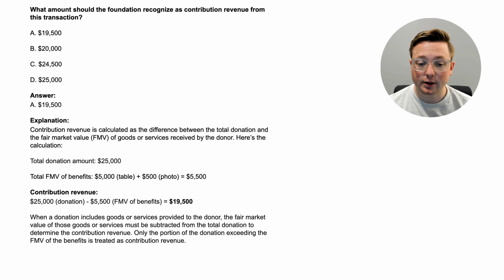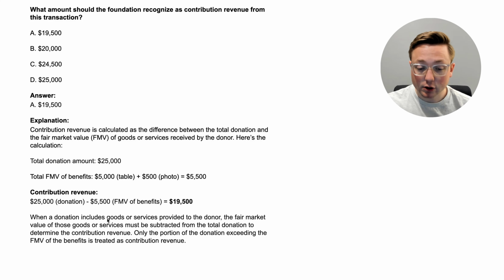Contribution revenue is calculated as the difference between the total donation and the fair market value of goods or services received by the donor. Here's the calculation. So that's a $25,000 donation. They had a total of $5,500 of fair market value of benefits. So that was the $5,000 table and the $500 photo. So the $25,000 donation less the $5,500 of benefits is $19,500. And that is the amount of contribution revenue in this case.